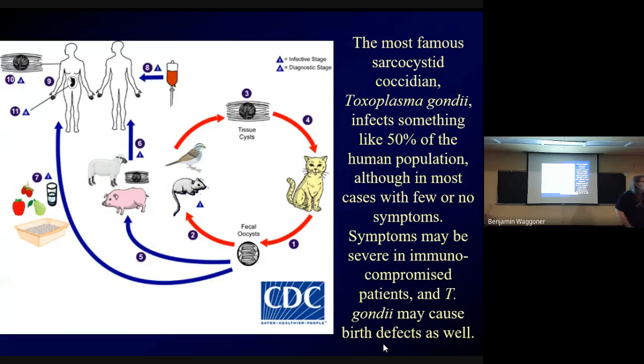And the most famous sarcocystid is toxoplasma. And this infects something like 50% of the human population. We are not normally the host. And there's no way we can pass it on except in very rare and unfortunate circumstances where humans get eaten by their own cats.